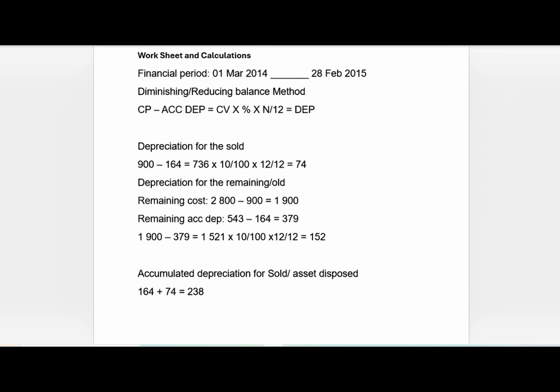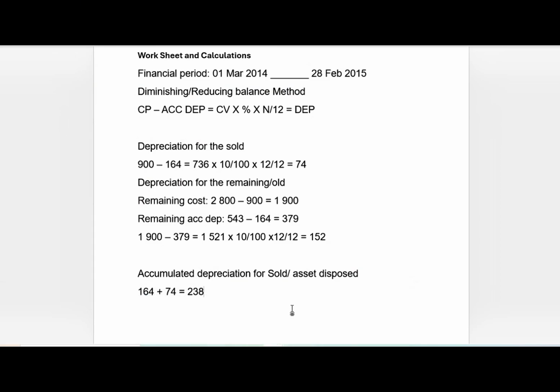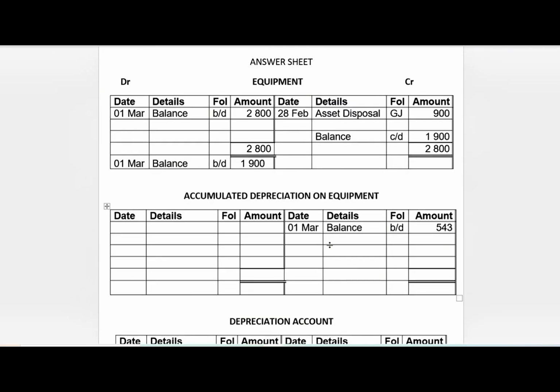So now we need to go and record, right? To record, we are just going to our accumulated depreciation account. One, we have to record depreciation for the period. So we're going to go to the debit side right there and say depreciation.